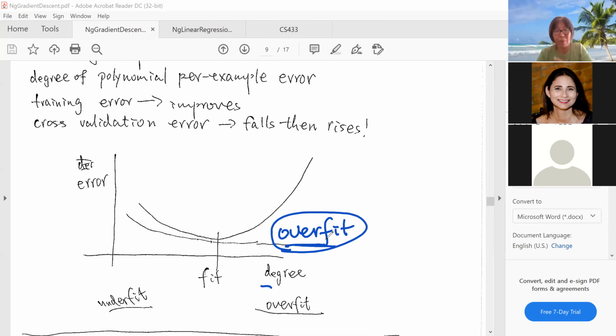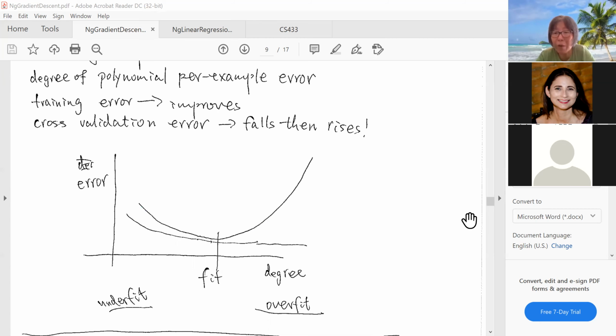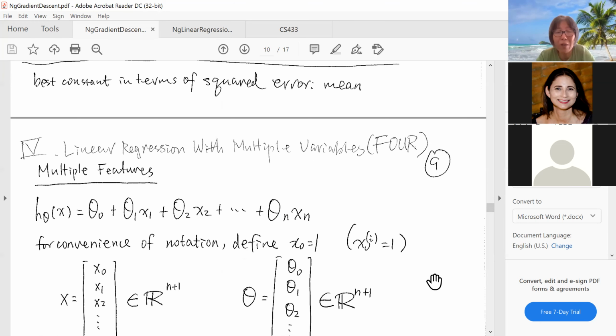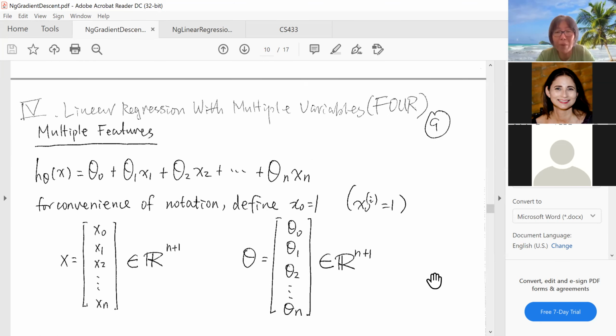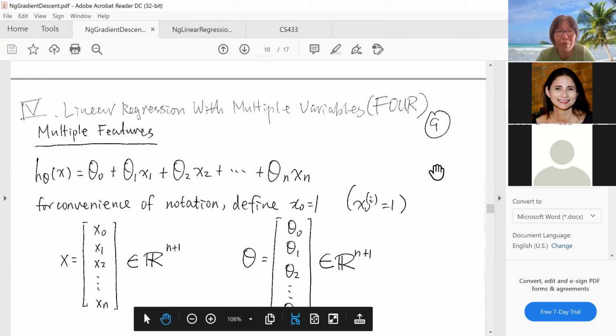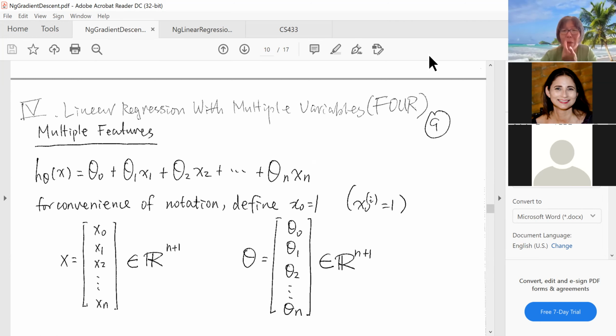So this is the concept regarding underfit and overfit, and of course it's not just regarding polynomial. Quite a number of parameter tunings can impact underfit and overfit. And what is the next one? We have discussed previously linear regression with a single feature.